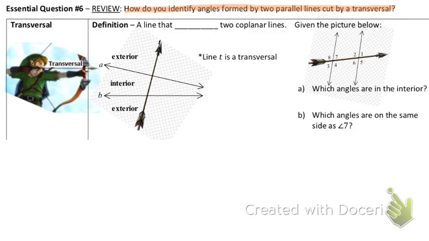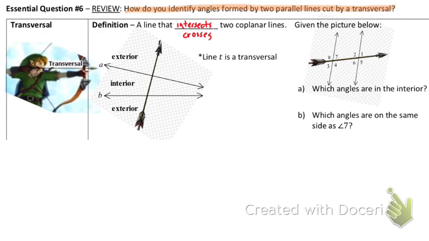So, the definition of a transversal is the following. It is a line that intersects or crosses, either word works, they mean the same thing, two coplanar lines. So an example of that is this diagram here. Line T is my transversal. These are the lines A and line B that are being intersected or being crossed by my transversal.